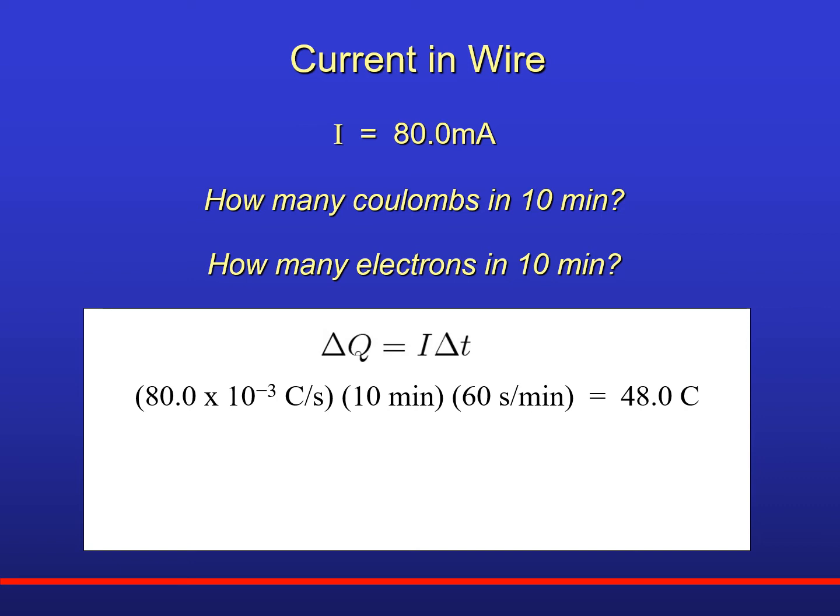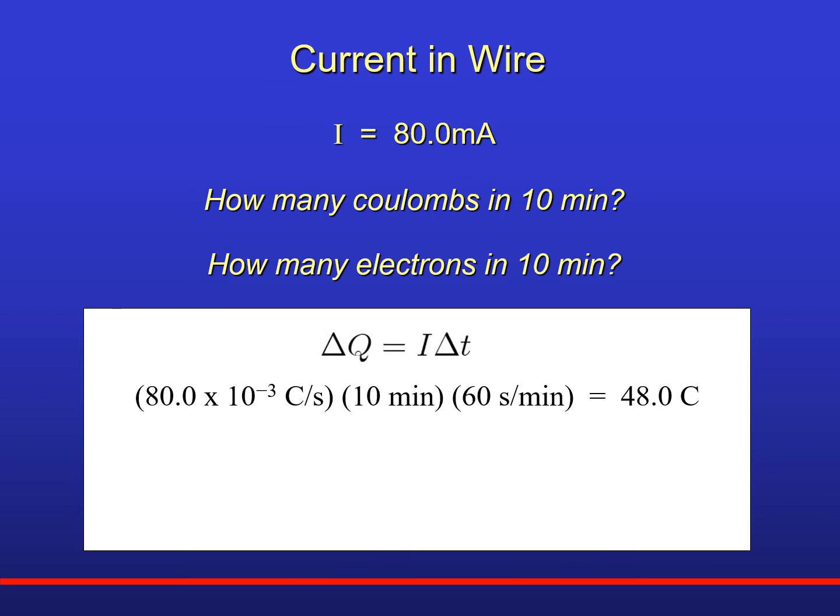What do I have to do to get the right units at the end? I want to cancel out second. I want to cancel out minute. Get coulomb. So I'm going to say 10 minutes times 60 seconds per minute. Cancels out the minute. I have second on top, on bottom. They cancel out. 60 times 10 times 80 times 10 to the minus 3, 48 coulomb. Use a calculator, or this one you can just work out on paper. Okay, 48 coulombs. That's the amount of charge that went through the wire in 10 minutes.